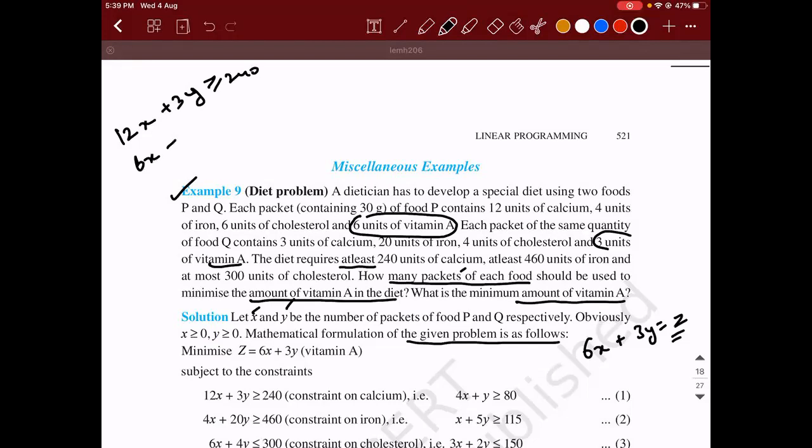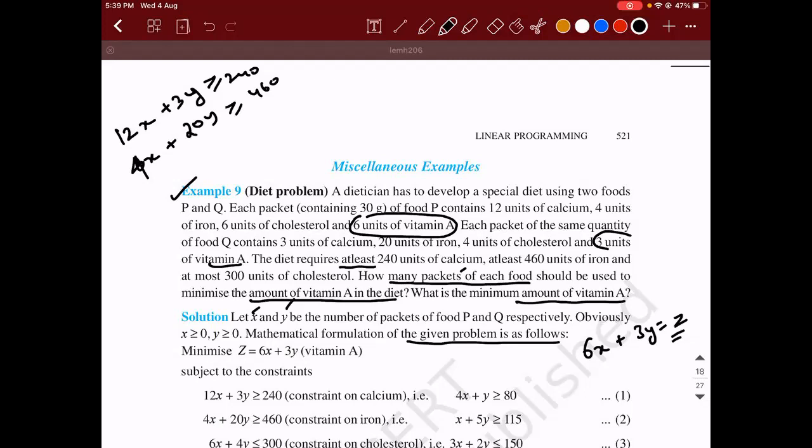6 units, 6x plus 4x plus 20y should be greater than or equal to iron, how much? 460. Yes, sir.